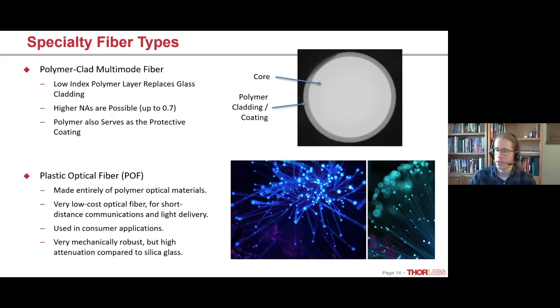So you would launch light into the core and it's guided at the core-clad interface. If the fiber is bent too much, or for whatever reason any light leaks out, it's then guided at that cladding to TEX coating interface. And so you get a second layer of waveguide. Those are some examples of the polymer claddings that we actually offer in our products.